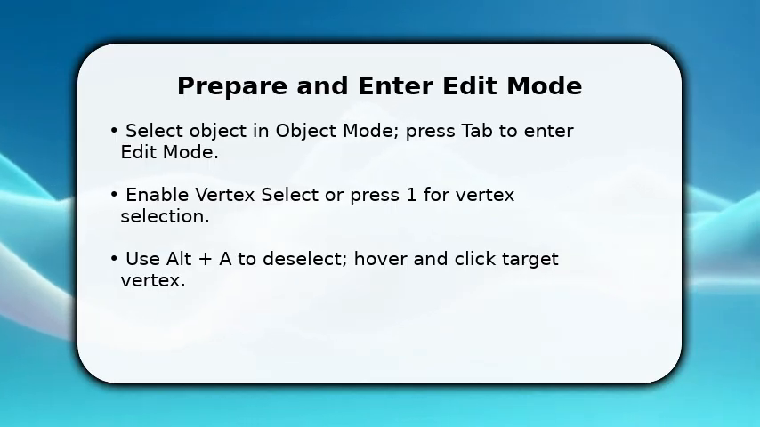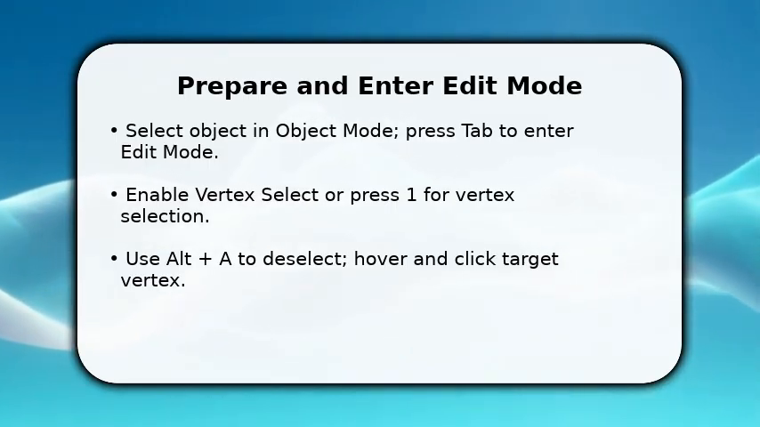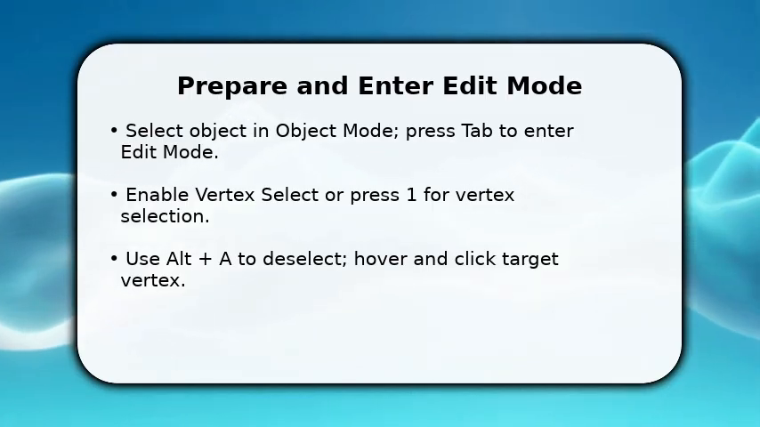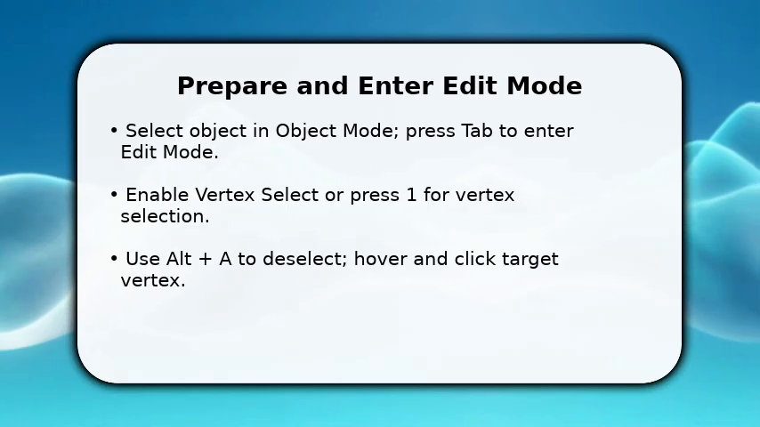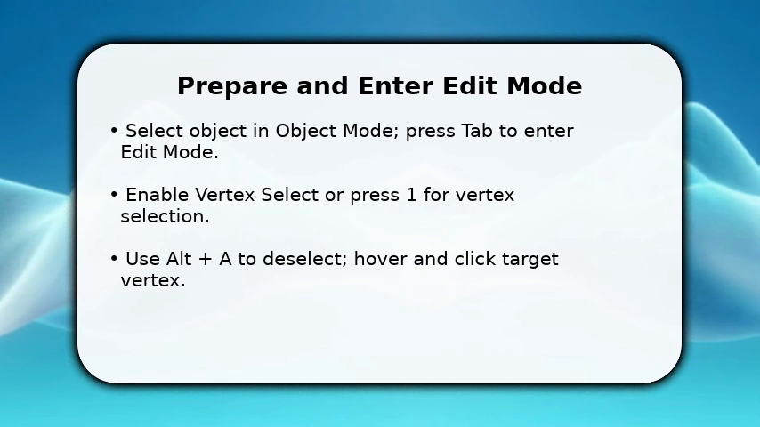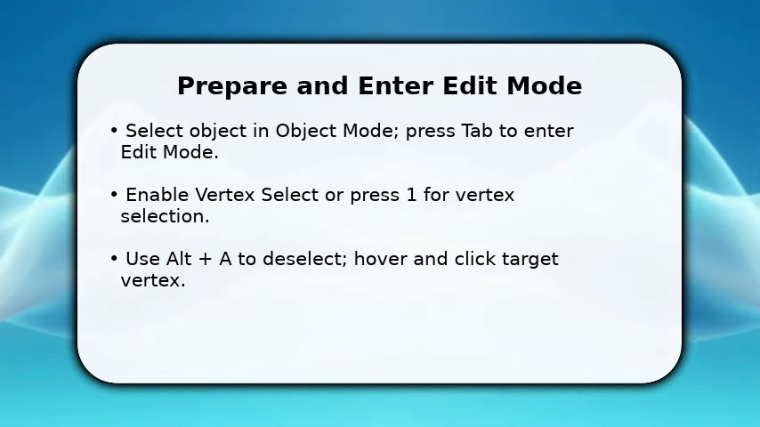Once in the right mode, deselect everything with Alt+A and hover to click the vertex you want to remove. This precise selection matters, otherwise you'll delete unintended geometry. Now that the vertex is isolated, you're ready for the removal options that preserve topology.